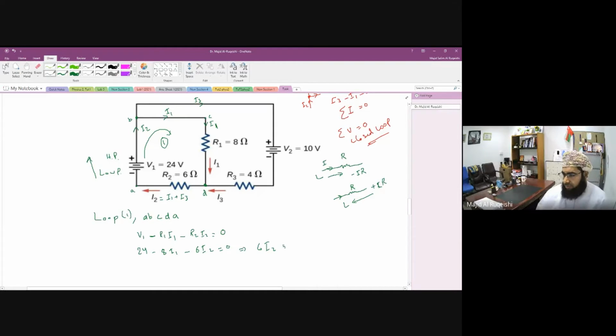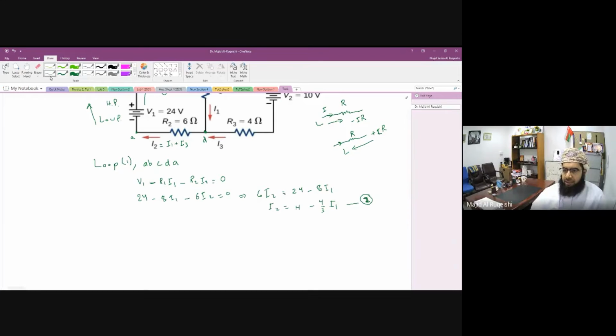I2 equals to 24 minus 6, sorry, 8 I1. Okay. And then we can divide by 6 here. So this will be I2 equals to 4 minus 4 over 3 I1. And we call this one number 2, equation number 2, okay?